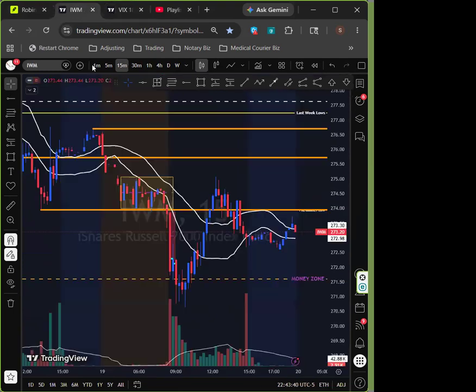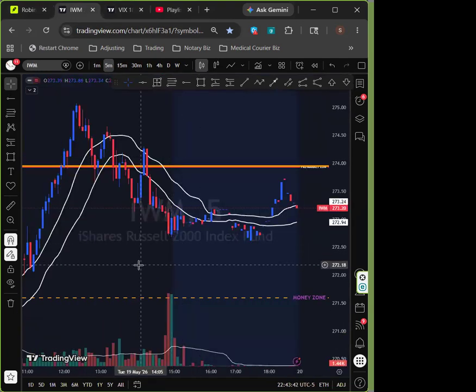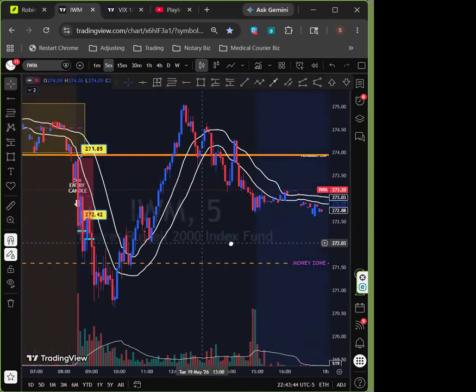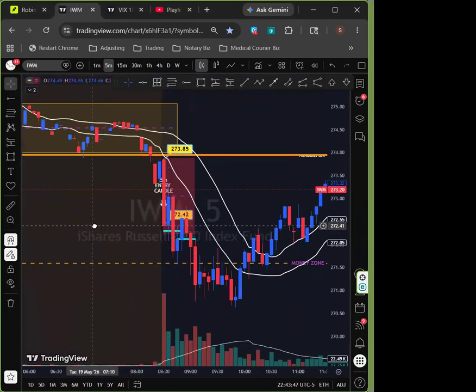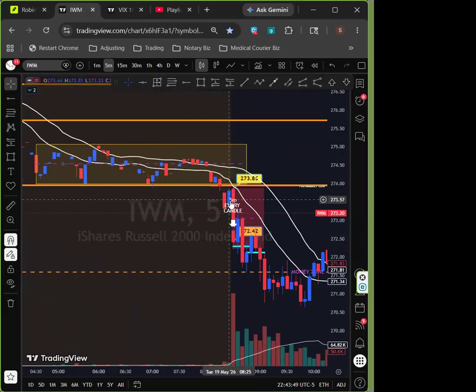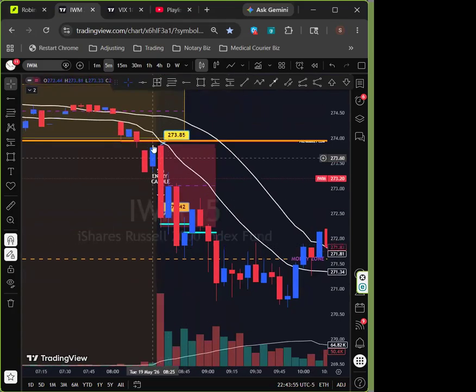to trigger. So go back over here, 5 minute. As we can see, price broke out of the box, out of consolidation, pulled back. That's the retest, and then continued down. This is the open, 273.85, and then price dropped down, pulled back again as a retest, and then dropped in continuation, pulled back, dropped in continuation. So that's the playbook that I used for today.